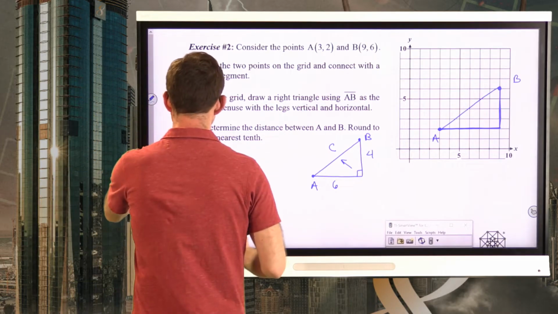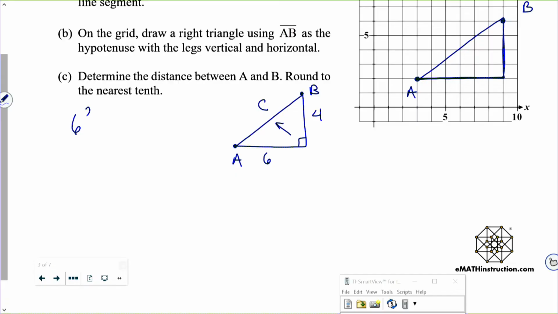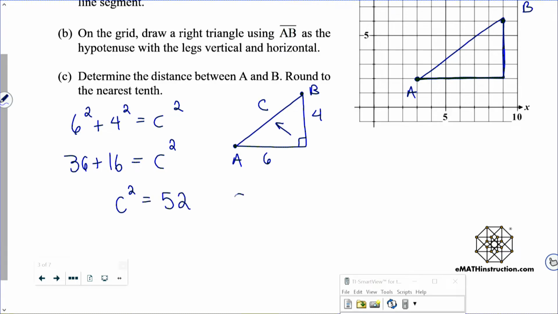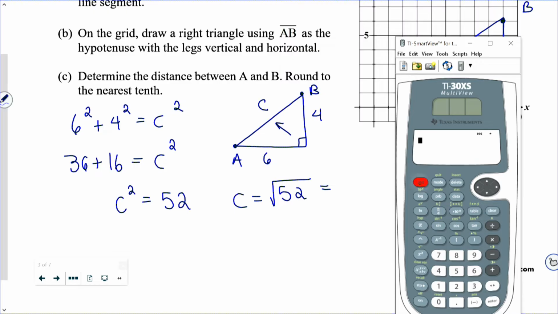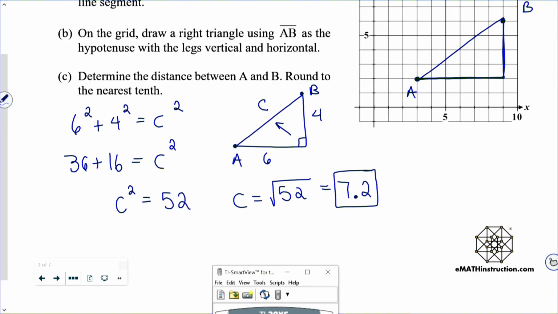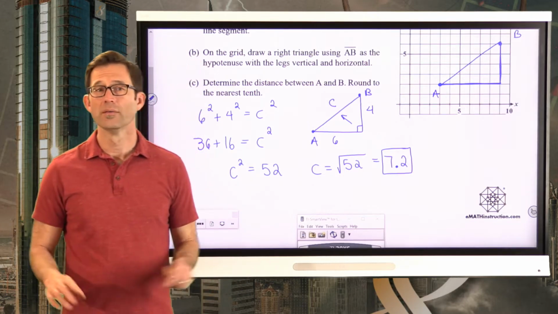All right, let's do it. So let me just give myself a little more room. We've got 6 squared plus 4 squared is equal to C squared. 36 plus 16 is equal to C squared. C squared is equal to 52. This is where I'm going to have to bring my calculator out because I cannot do the square root of 52 in my head. 52 is not a nice perfect square. Let's clear this out. Square root of 52. And C is going to be 7.2, rounded to the nearest tenth. All right, it's that easy.